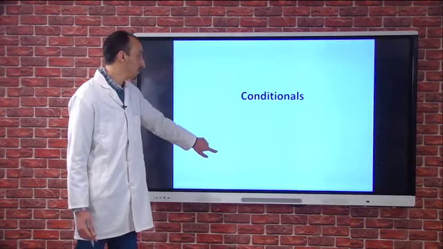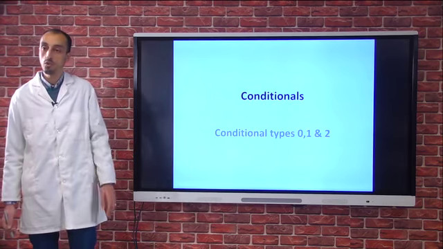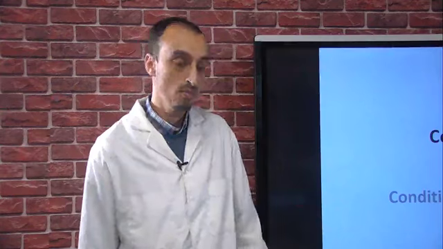So today's lesson is about conditionals. This year, at first year baccalaureate level, you are supposed to study conditional type 0, conditional type 1, and conditional type 2. Next year, you are going to study conditional type 3. So let's focus on the first three types of the conditional: conditional type 0, 1, and 2.